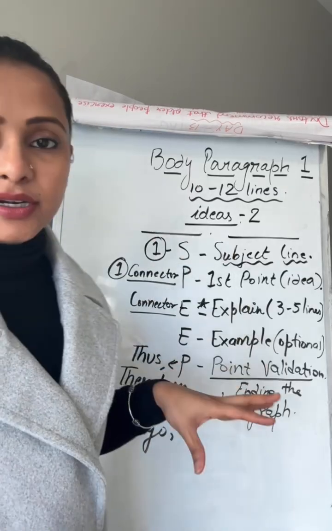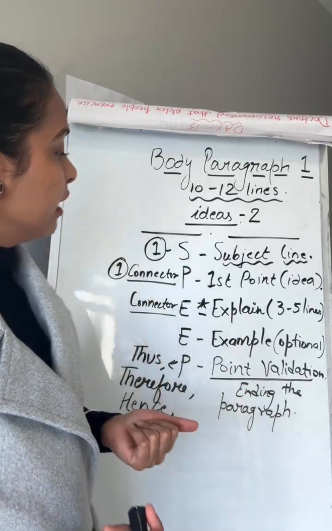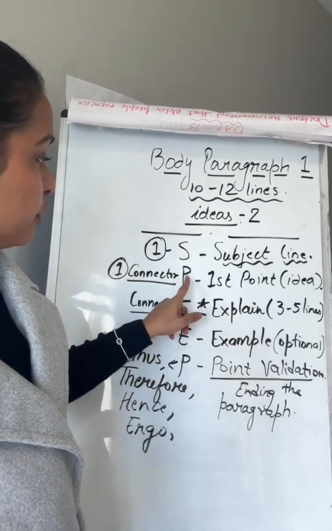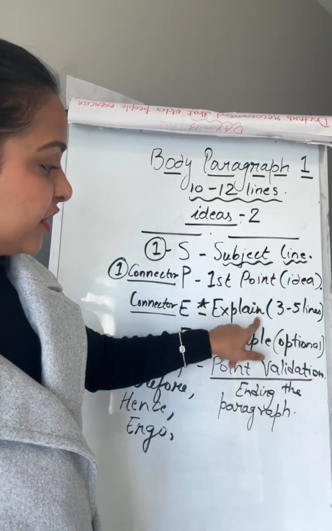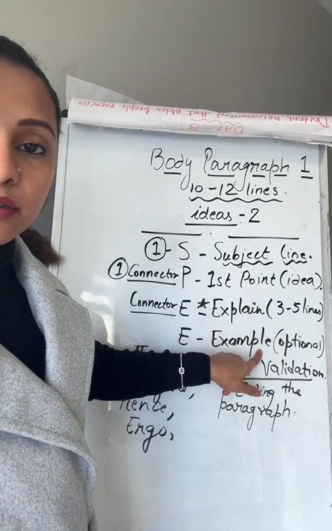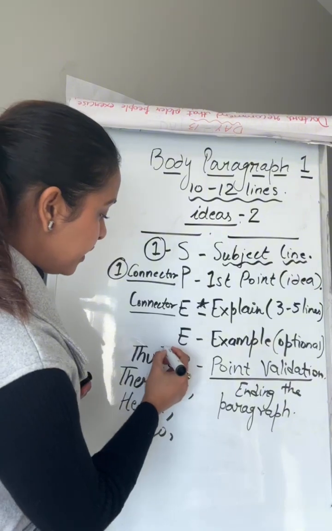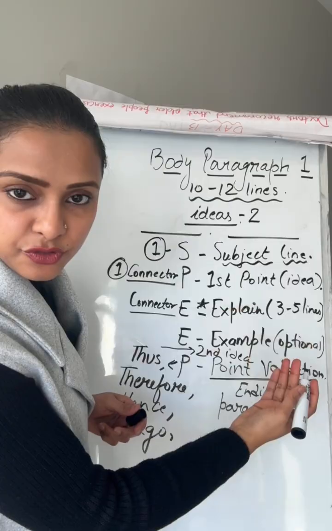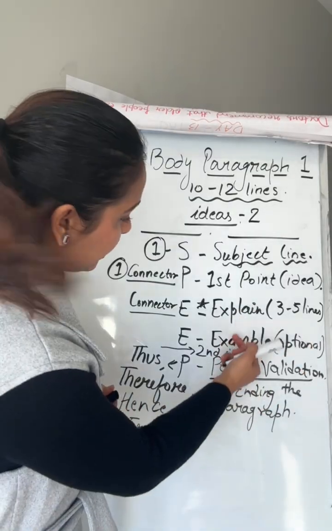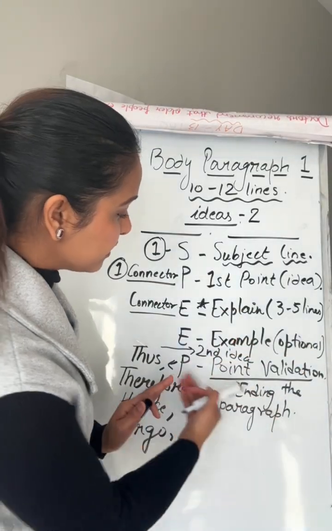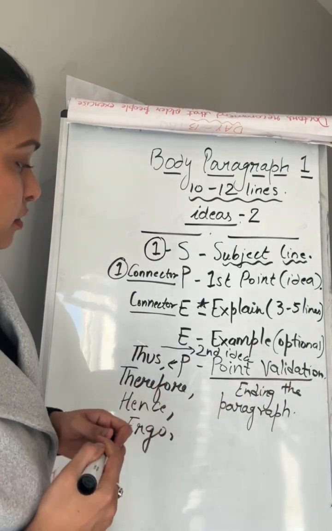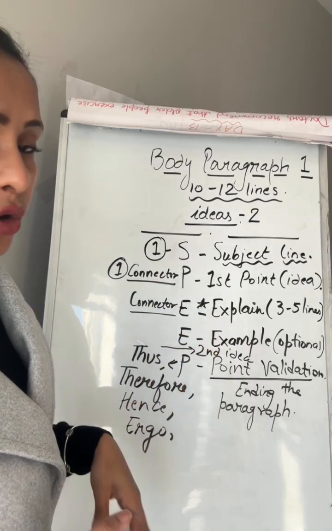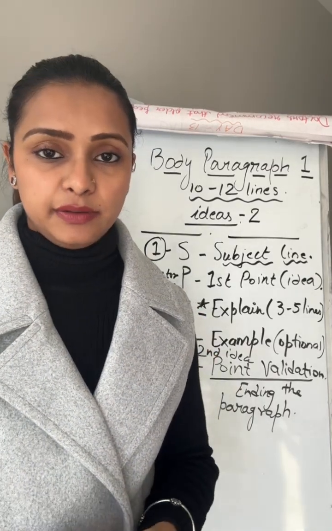Now we'll do the structure in detail. You'll get to know what I'm explaining. I have told you that you have to write two ideas. So your one idea is here, its explanation is here, its example is here. Now your second paragraph will be here. Second idea, same structure: explain your idea, write an example of the second idea, and then at the end you have to validate your point. This structure will be in every type of essay.